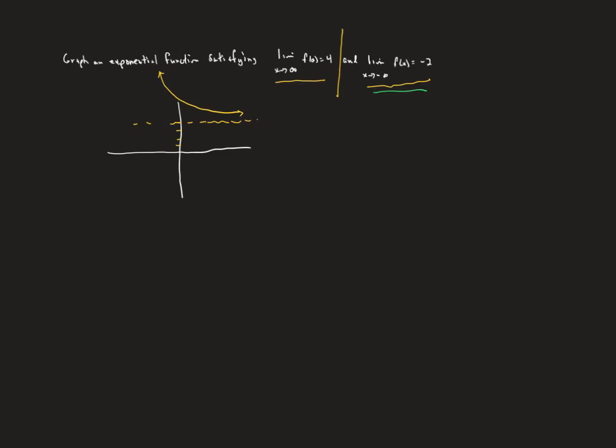And on the green one, if as we go to the left it's going to approach -2, that means we need a horizontal asymptote to the left at y equals -2. And so that means it's getting smaller to the left. It must be some kind of exponential growth function there. All right, very good.